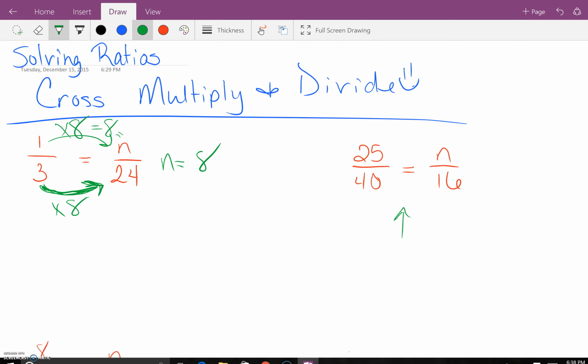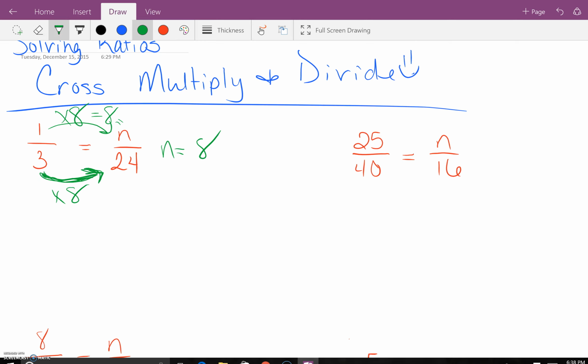I cannot go directly from 40 to 16 without coming up with some sort of decimal number. So to do that, I'm going to do a very simple task of cross-multiplying and dividing. You're going to start from the top on each side and work diagonally to the other ratio. I'm going to just draw some arrows. So I start from the top left and move to the bottom right, and then I start from the top right and move to the bottom left.